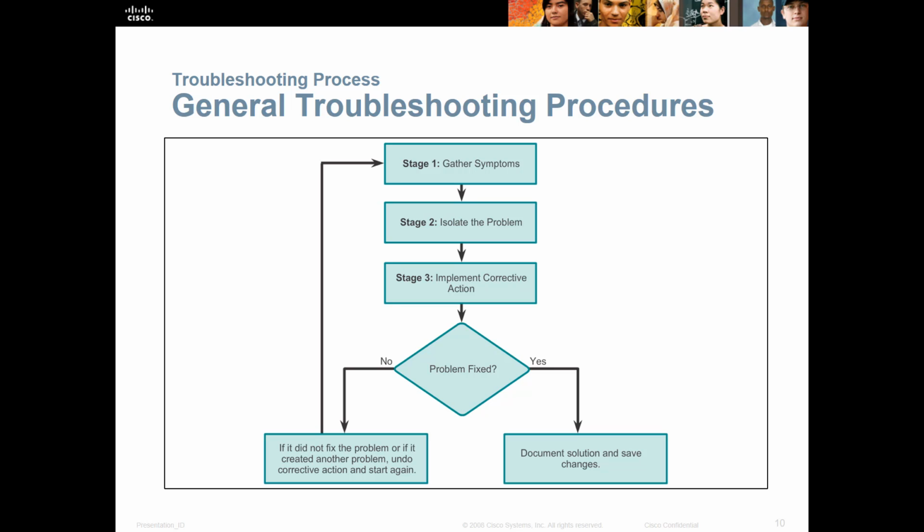General troubleshooting steps. Gather symptoms. Isolate the problem. Implement corrective actions. Was the issue fixed? If yes, document. If no, repeat step 1. Though this is a generic troubleshooting process, it is by far not the most complete. Stage 1 has so many subportions that they should be broken down even better.